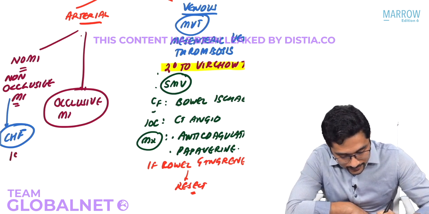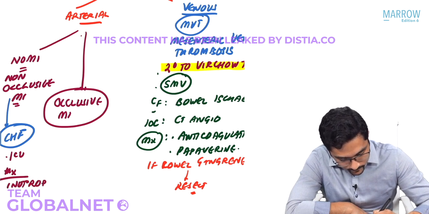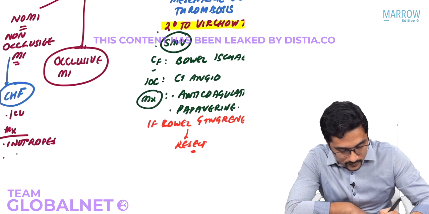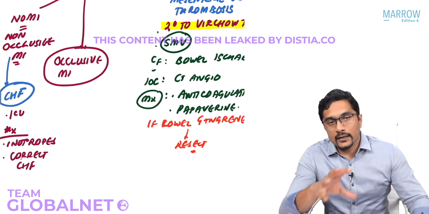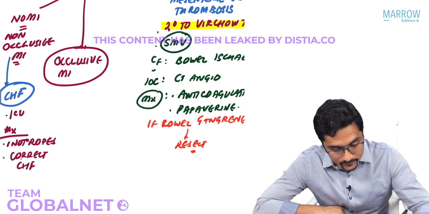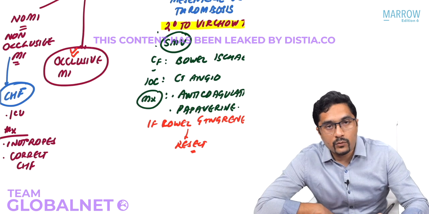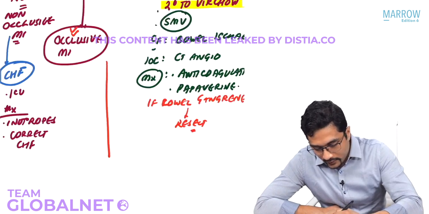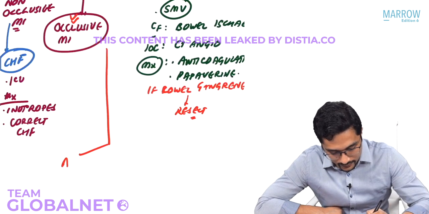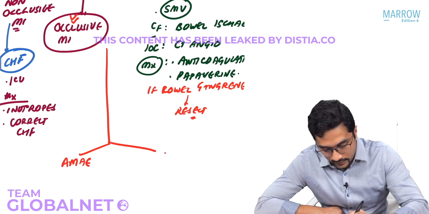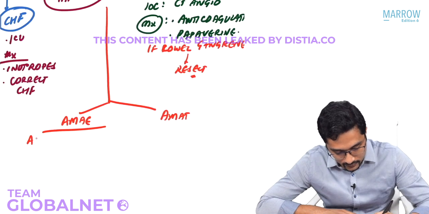So this is usually seen in the ICU settings, and the management is to give inotropes to the patient, to correct the CHF, and that is how we can ensure that blood reaches to the bowel. Now the main is occlusive mesenteric ischemia. This is the one from which maximum questions have been asked, and occlusive mesenteric ischemia can be divided into two. You can either have AMAE or you can have AMAT. AMAE is acute mesenteric artery embolism.